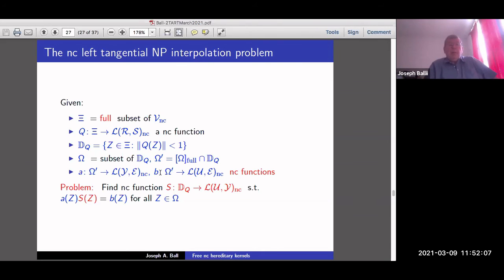here's the non-commutative Nevanlinna-Pick interpolation problem. We have a Q disk and we have functions. We have to take omega prime to be a certain extension of omega intersected with the Q disk. And we have non-commutative functions A and B on this extended set. And we want to find a non-commutative function which takes the whole Q disk into matrices over operators from U to Y so that A(Z) S(Z) equals B(Z).